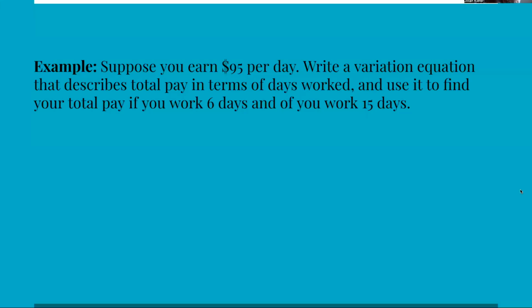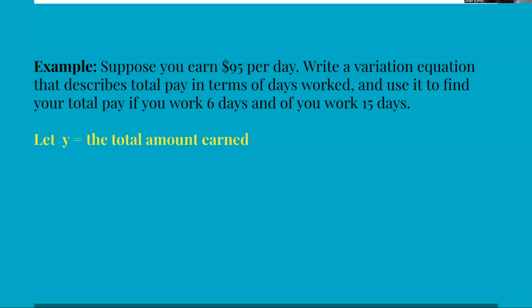So we're going to go ahead and do a quick example together. Suppose that you earn $95 per day. We're going to write a variation equation that describes total pay in terms of days worked, and then use it to find your total pay if you work 6 days, and if you work 15 days. So we're going to have a variation equation here for this.